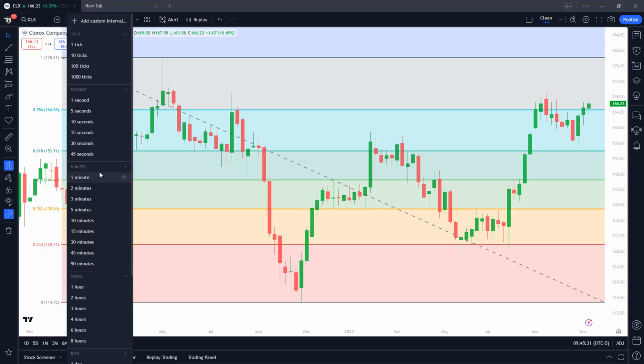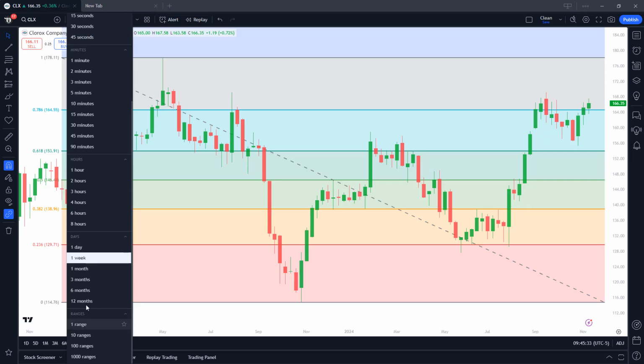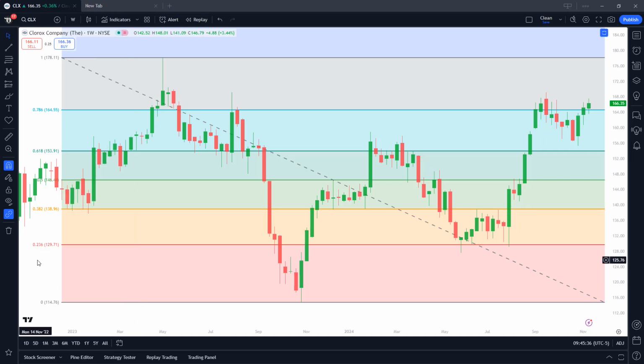It's a weekly chart. You can zoom into minute charts, hourly charts, daily charts, depending on your trading style. Each of these candlesticks are weekly candlesticks. These lines here are Fibonacci retracement levels, or important support and resistance zones.